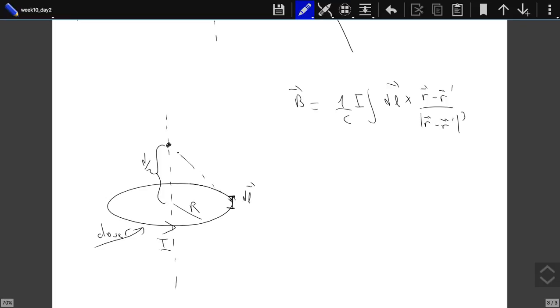Now this vector is the r minus r prime vector. And they are perpendicular to each other, because dl is into the screen, and that r minus r prime vector is on the screen. What is the direction of dl cross (r minus r prime)? dl is into the screen, and r minus r prime is somewhere like this. So this is the direction of dl. This is the direction of dB.